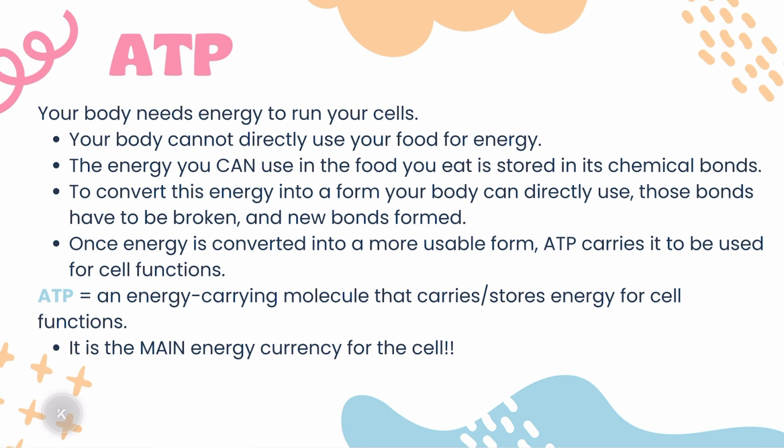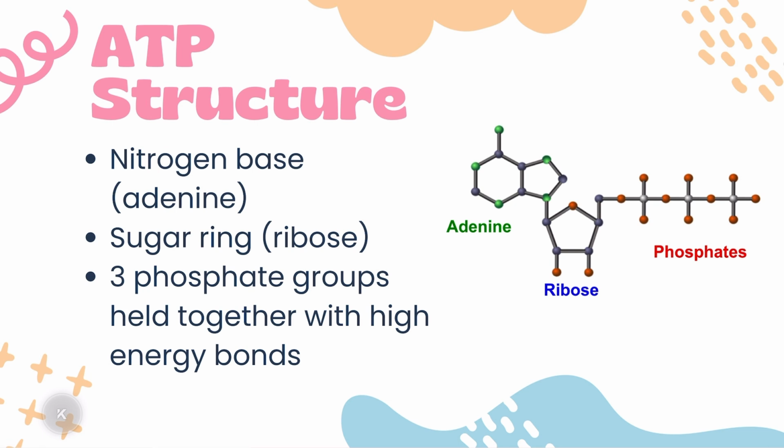Looking at ATP's structure, it's made up of three components. There's a nitrogen base, which is adenine, and that is this green section here. We have a sugar ring of ribose, and that is this blue section here. And then we have three phosphate groups at the end that are held together with high energy bonds. So ATP stands for adenosine triphosphate. Tri means three, so that is why we have three phosphates. Adenosine is adenine plus ribose.